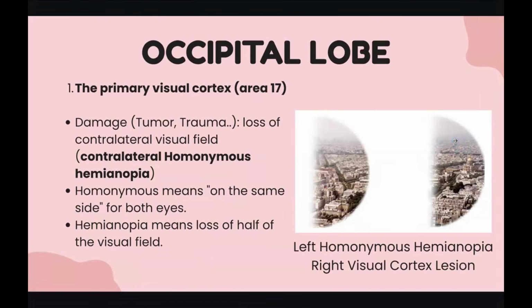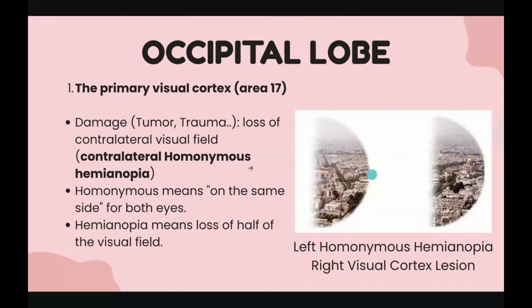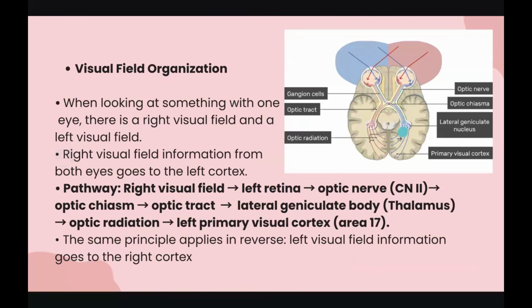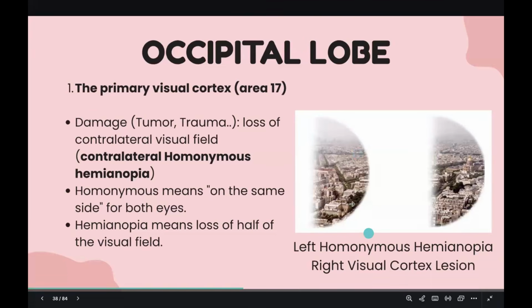If any damage were to happen to that area, it will cause loss of the contralateral visual field. Makes sense. So let's say, back to the picture, there is a problem in the right visual cortex area. So here, all right, there's a problem in this cortex area. They won't be able to see the left visual fields. So just how it's depicted in this picture.